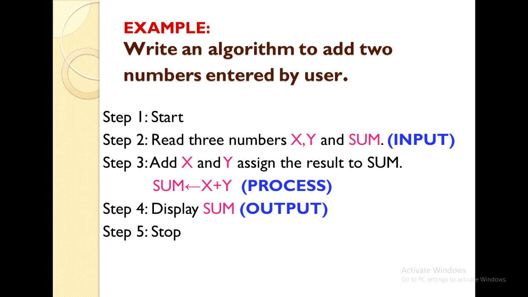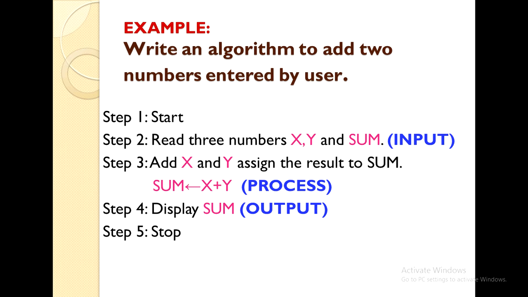An example of an algorithm is to add two numbers entered by the user. The first step is start. So we said we start as a first step. Then the last step is stop. So we have step 1 as start, step 5 as stop. In between there, you must have an input, a process, or an output.